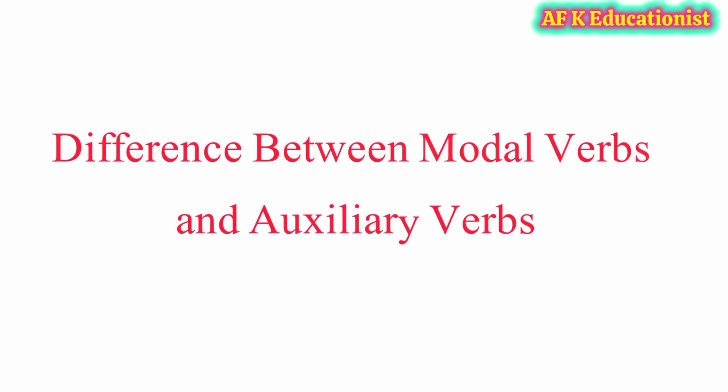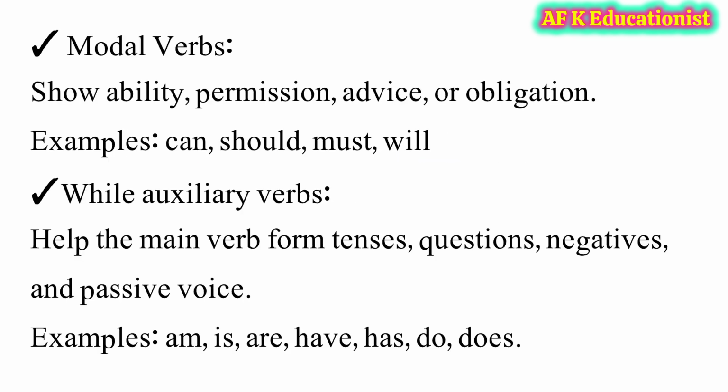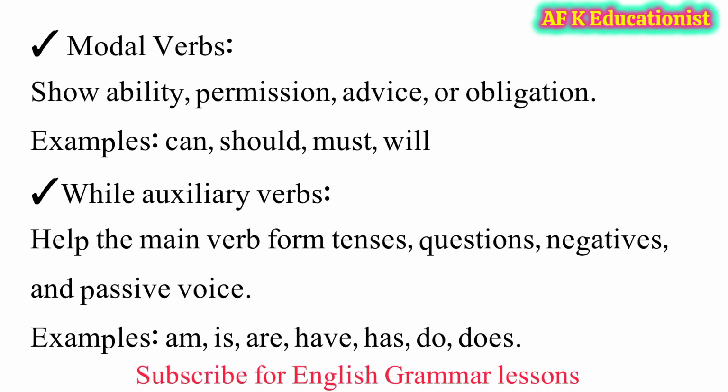Difference between modal verbs and auxiliary verbs. Modal verbs show ability, permission, advice, or obligation. Examples: can, should, must, will. Auxiliary verbs help the main verb form tenses, questions, negatives, and passive voice. Examples: am, is, are, have, has, do, does.